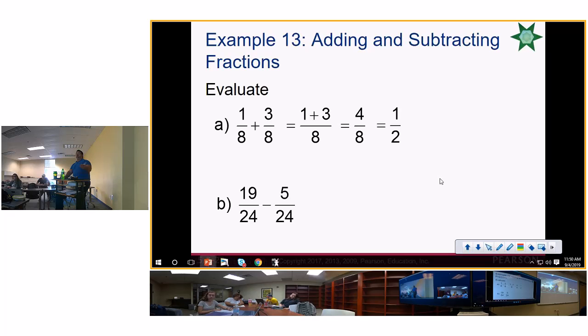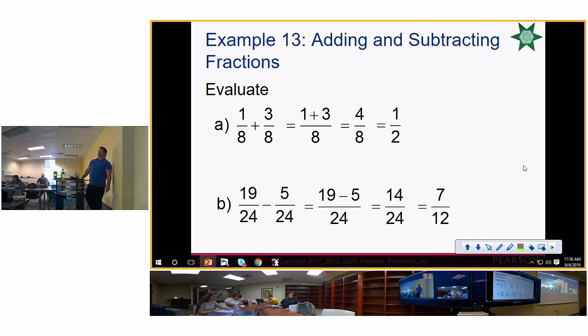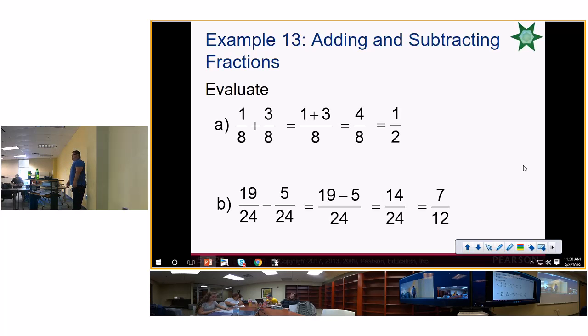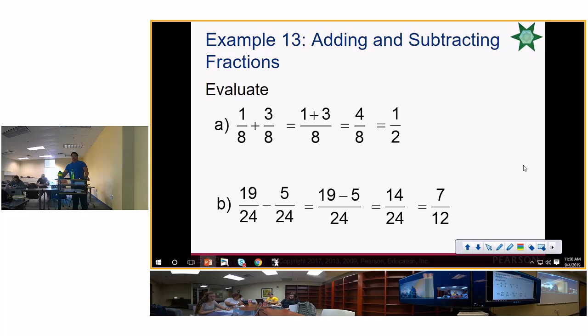Somebody tell me what 19 minus 5 is. 14 over 24, and what is 14 over 24 reduced down? So that's 7 over 12. There you go. Now write those two down in case you need to review over it. I don't think there's too many of you that need to review over it, but if there is, you already have a common denominator.